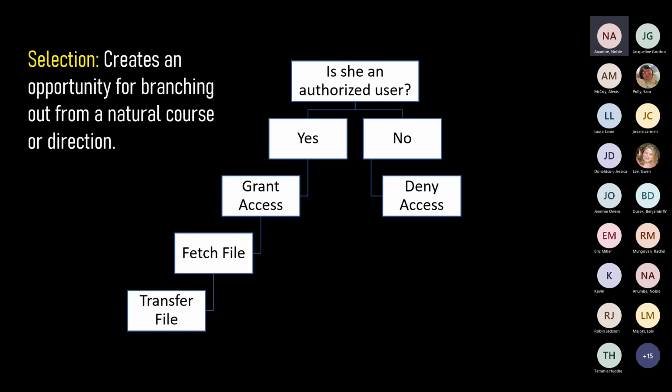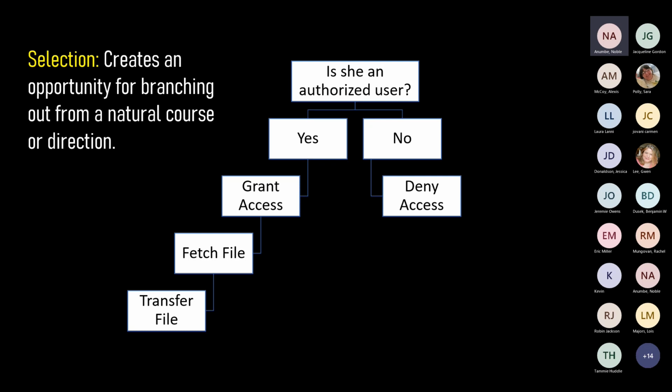In a straight line, it will be she wants access, access granted, you fetch the file, and then you transfer the file to her, boom. But then selection is literally what breaks up that line of action, right? Where you now have to make a decision such that you're either going left or you're going right. That's selection. So it creates an opportunity for branching out from the normal course of direction of your code.